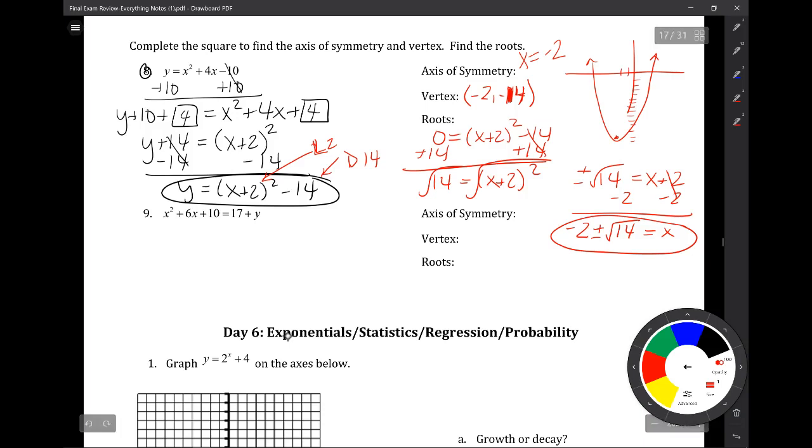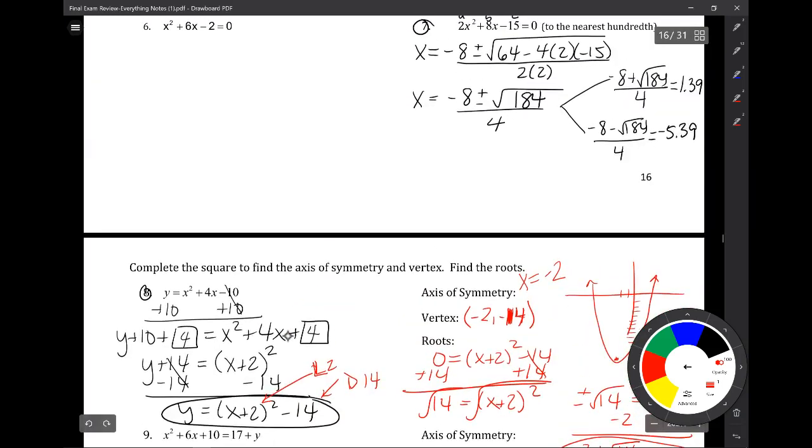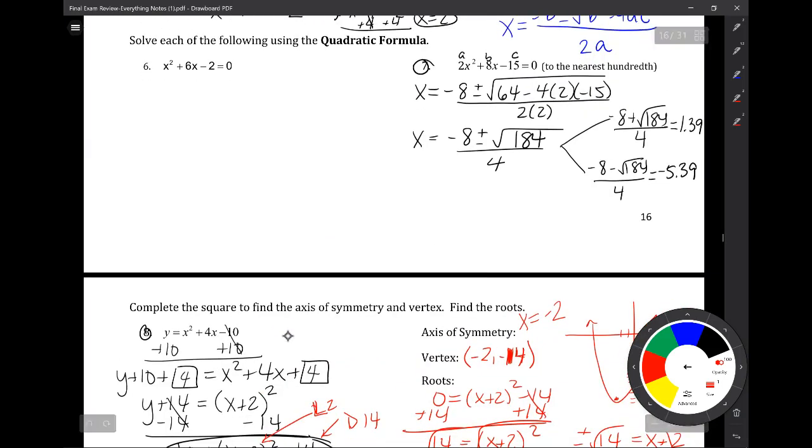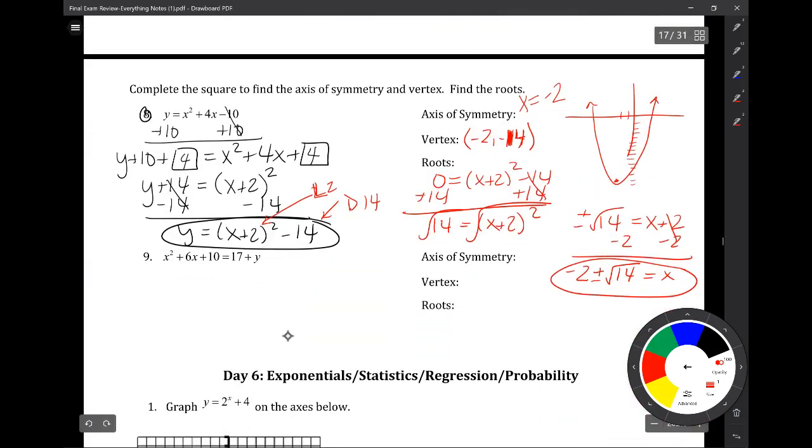Obviously, they're irrational, so they wouldn't cross at a very nice place on the x-axis, but they're still technically considered your roots. Similar to what we did on the quadratic formula one, except that one we rounded, this one we left in terms of a radical.